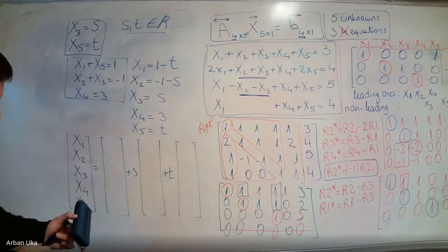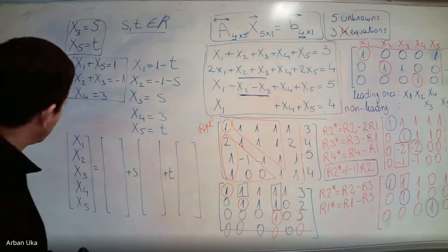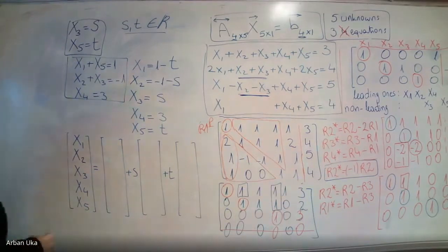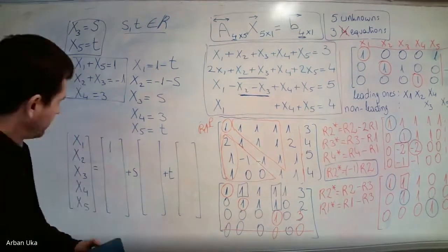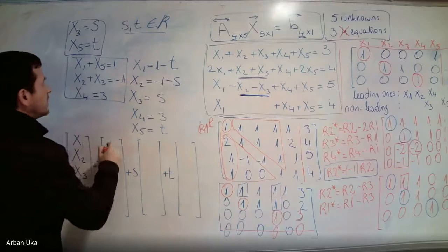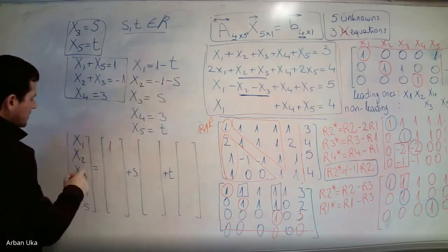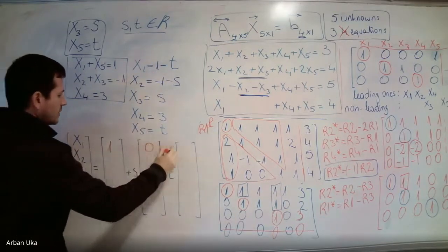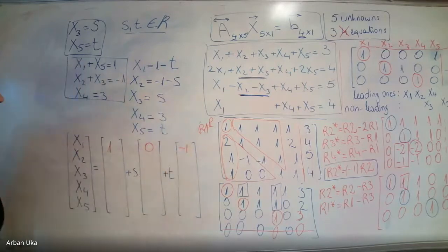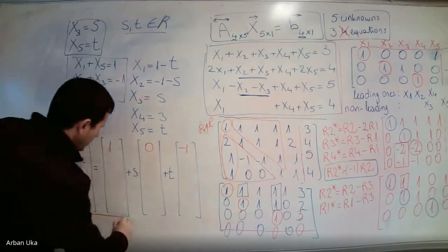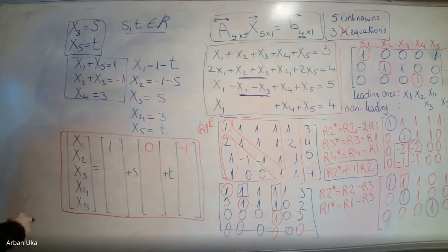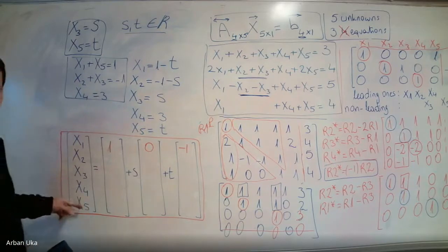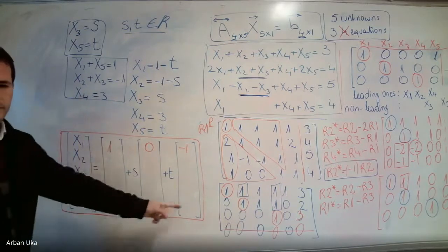Okay. So what is x1? x1 is 1 minus t, right? 1, 0, minus 1. Would you agree here? Yes. Okay, thanks. So this is all. We solved this problem. And what does this solution look like? What is this solution here?